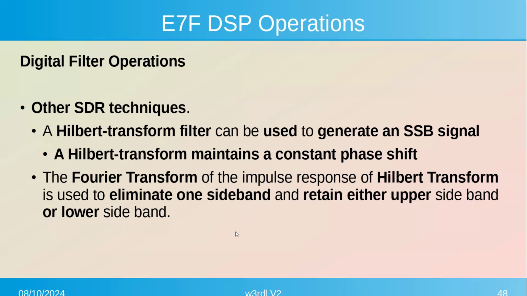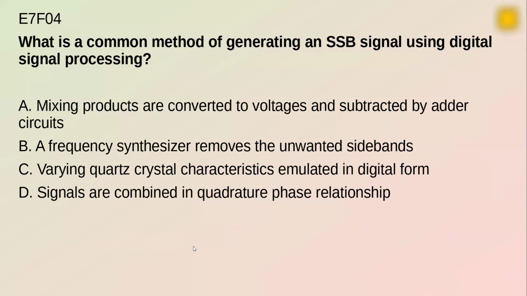And now that you've done that, it makes it easy to get rid of one of the sidebands with the I and Q. Or so they tell me. I haven't tried to model that in a spreadsheet yet. What's the common method of generating a single sideband signal using digital signal processing? Don't let that big word scare you. It just means at right angles, 90-degree phase.